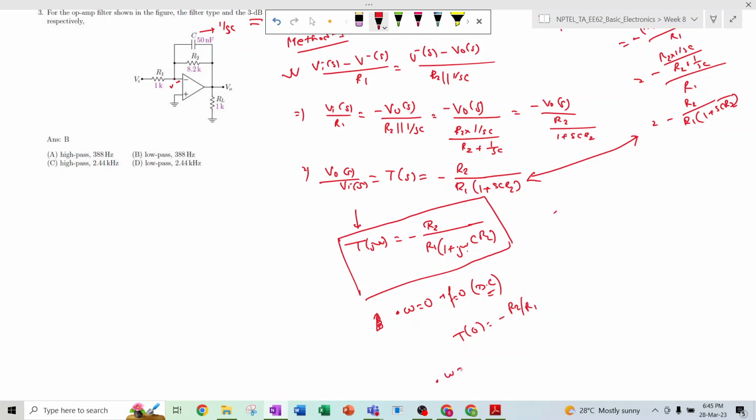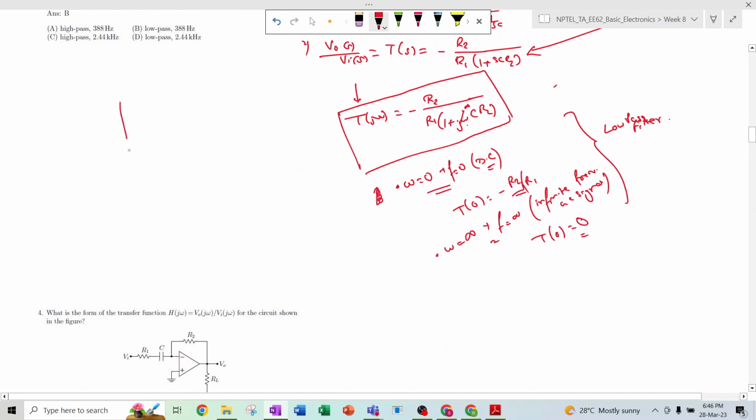In the second case, if you put omega equal to infinity, that means frequency equal to infinity, an AC signal of very high frequency. Then T of j omega becomes 0. So for low frequency we get an output, but at high frequency we get 0 output. This is basically the behavior of a low pass filter. So this is a low pass filter.